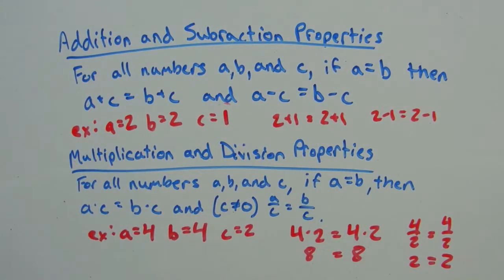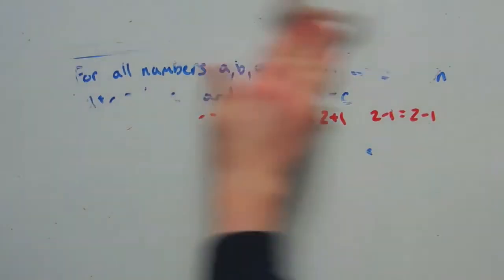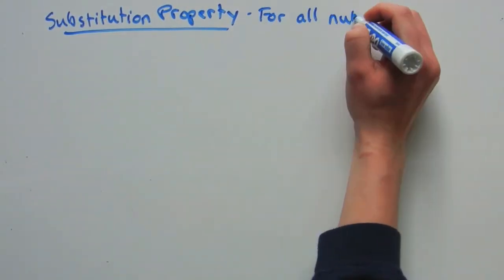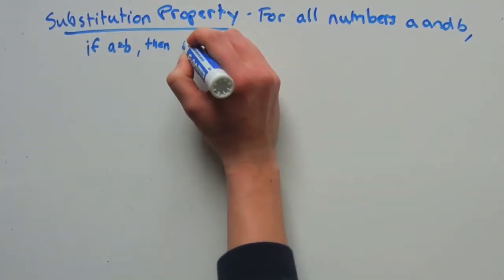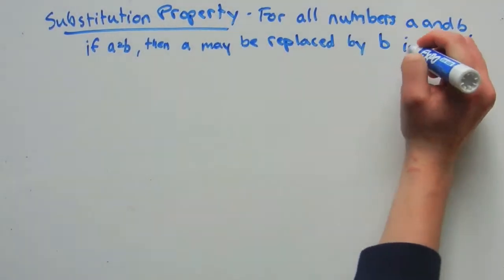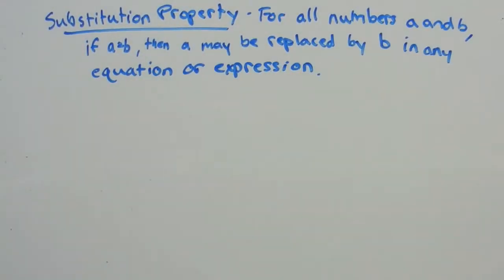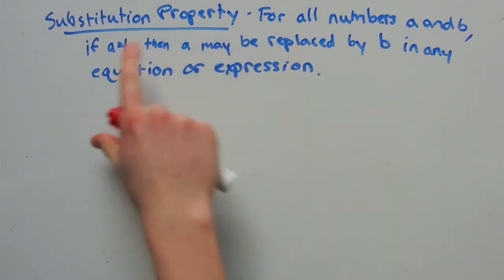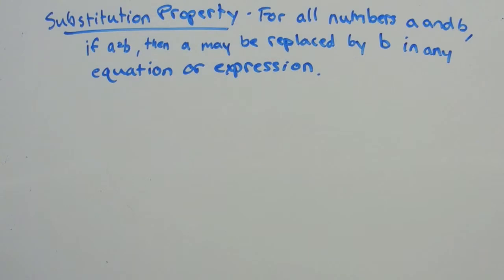Let's go over 2 more properties of equality for real numbers. The substitution property states that for all numbers a and b, if a equals b, then a may be replaced by b in any equation or expression.